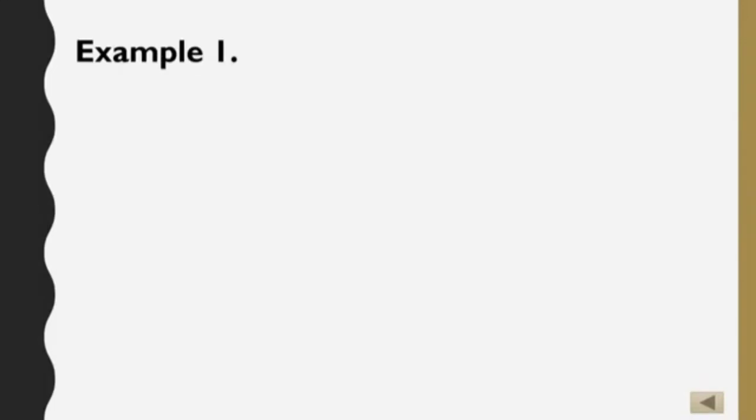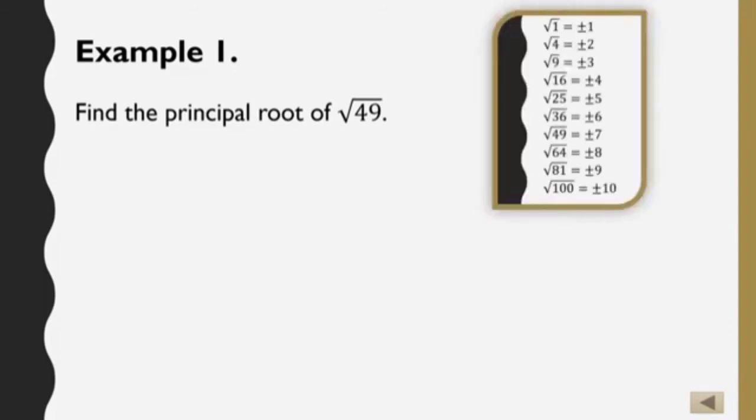Okay, so let's have our example number 1. Find the principal root of square root of 49. So, paano ba natin malalaman ano yung sagot sa square root of 49? So, balikan natin yung list natin kanina. So, tingnan natin saan ba pumatak ang square root of 49. So, kung mapapansin nyo, ang square root of 49 ay may sagot na positive or negative 7. So, for the solution, square root of 49 is equal to positive or negative 7.